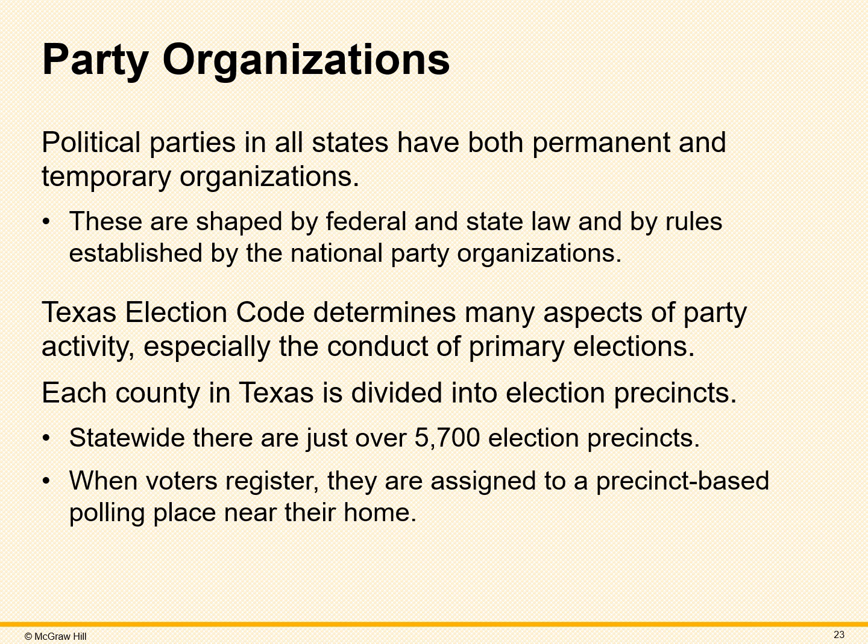Political parties in all states have both permanent and temporary organizations. These are shaped by federal and state laws and by rules established by the national party organizations. The Texas Election Code determines many aspects of party activity, especially the conduct of primary elections. Each county in Texas is divided into election precincts. Statewide, there are just over 5,700 election precincts. When voters register, they are assigned to a precinct-based polling place near their home.